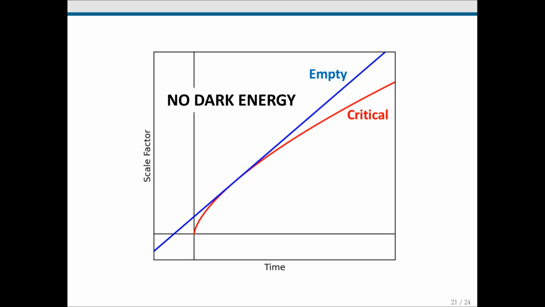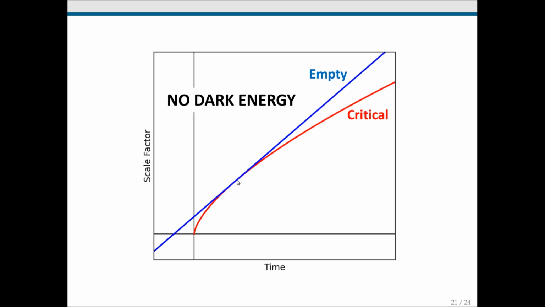Finally, let's plot the fruits of our labor. Here I show the solution to the first example question as critical, over here, and the second as empty, over here. I've made it so that the two curves intersect to give the same scale factor and scale factor derivative today, which is about here. Note that dark energy has been set to 0 for both of these.